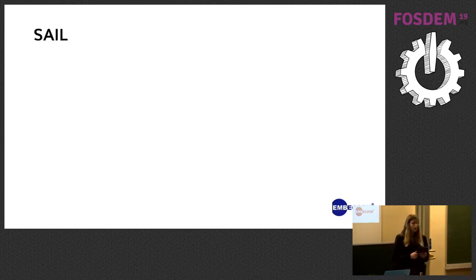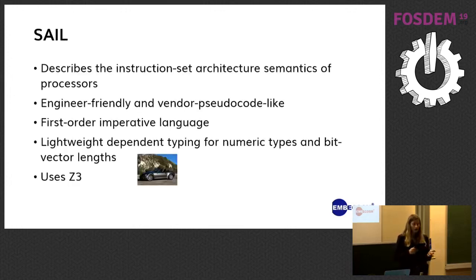The formal model is written in SAIL, a language describing the instruction set architecture semantics of a processor. It is a work in progress by the University of Cambridge. SAIL aims to provide an engineer-friendly, vendor pseudocode-like language for describing instruction semantics. It is essentially a first-order imperative language, so it uses predicates which can define non-logical objects. An example sentence would be: there exists X such that X is Socrates and X is a man.